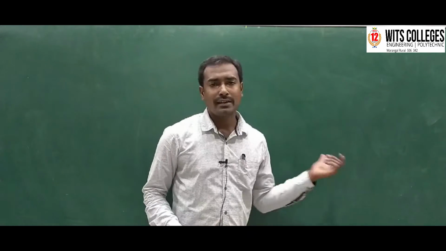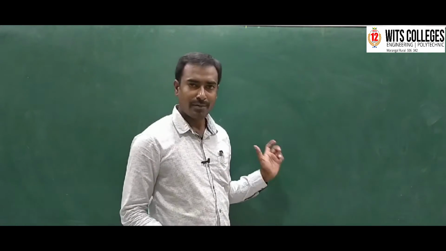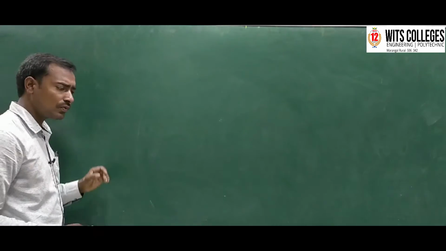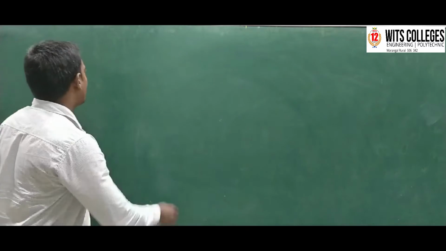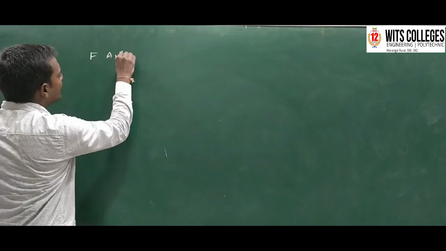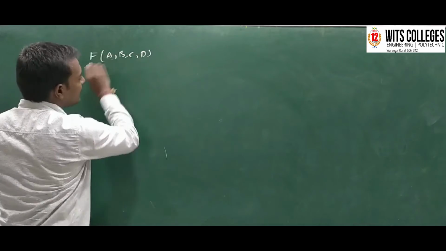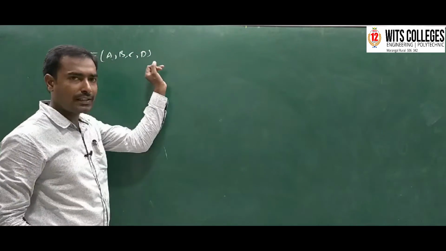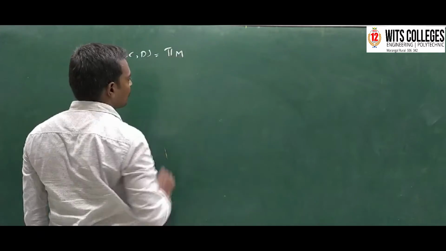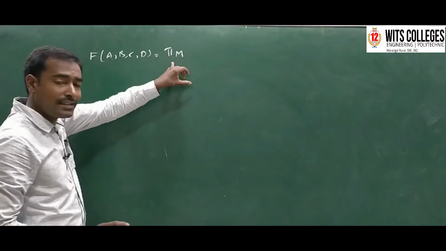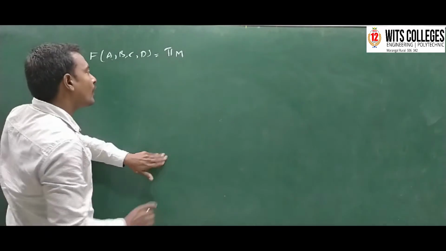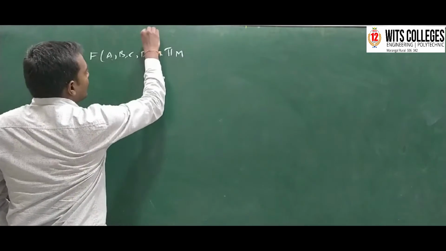We simplified in sum of products manner, and coming to the product of sums, how will the product of sums be found out? Here the given function f of a, b, c, d is equal to pi of capital M. If the given function is represented with pi of capital M, then we have to find it in product of sums.